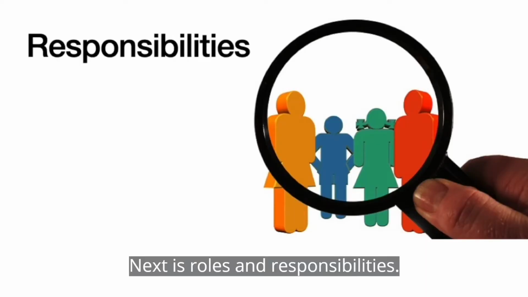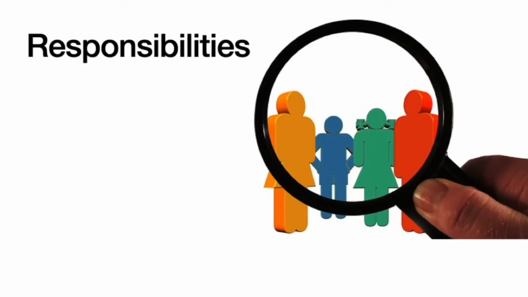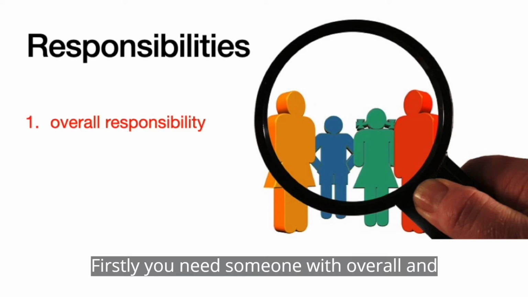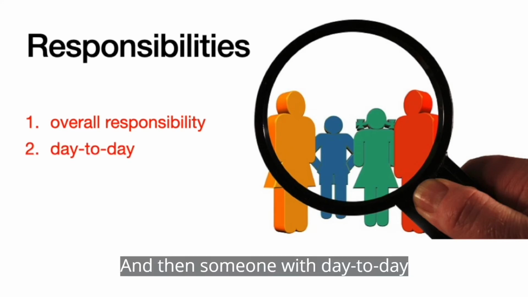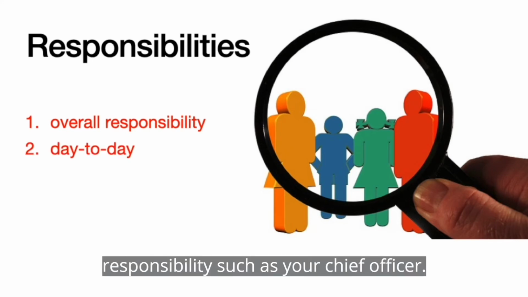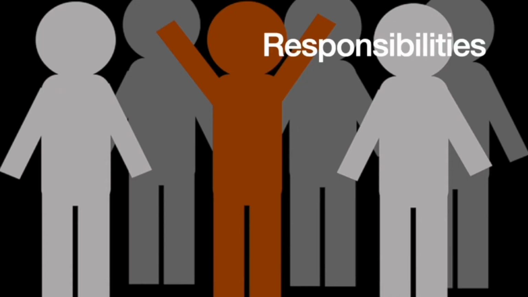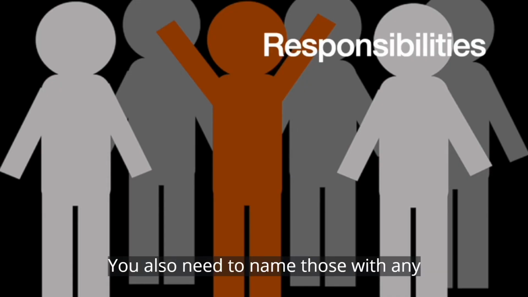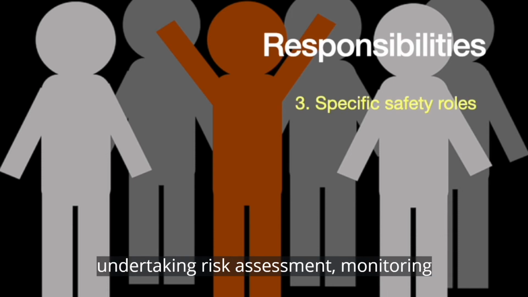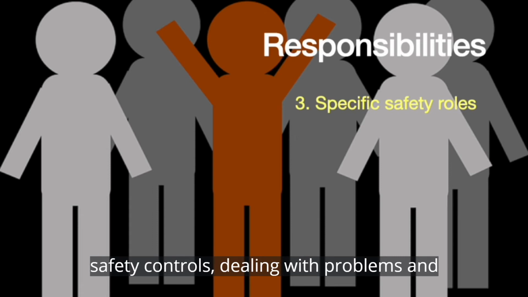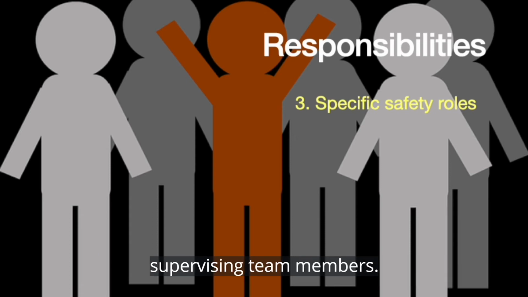Next is roles and responsibilities. Firstly, you need someone with overall and final responsibility for health and safety, such as your trustee board, and then someone with day-to-day responsibility, such as your chief officer. You also need to name those with any specific safety roles, such as for undertaking risk assessment, monitoring safety controls, dealing with problems, and supervising team members.